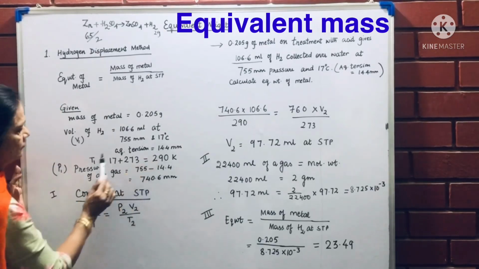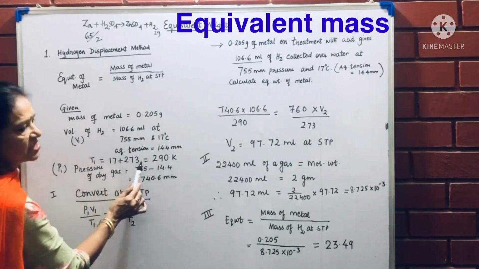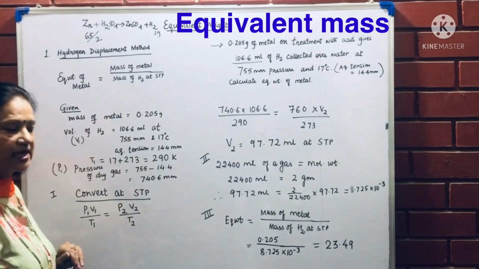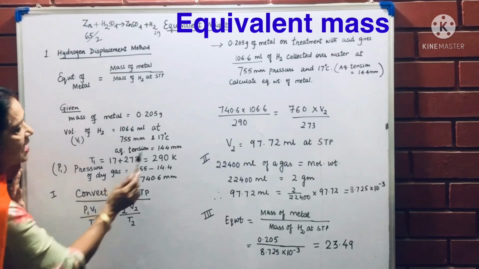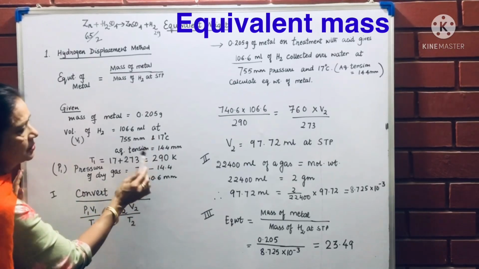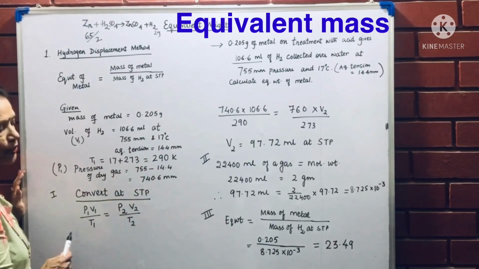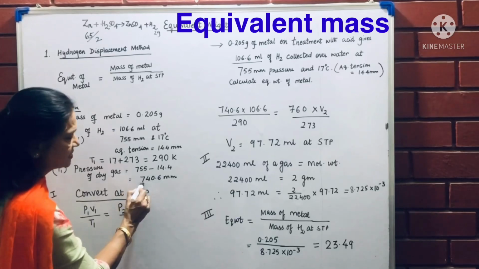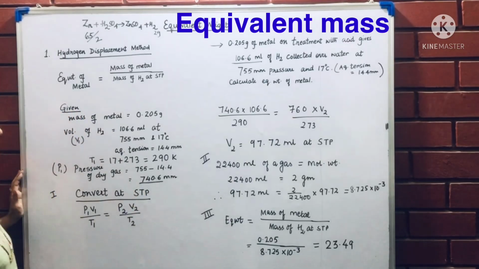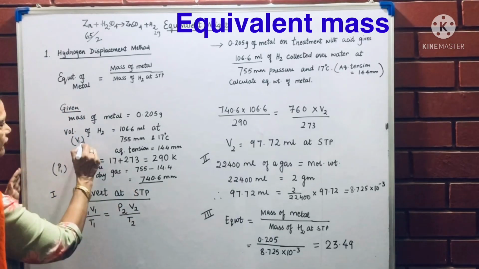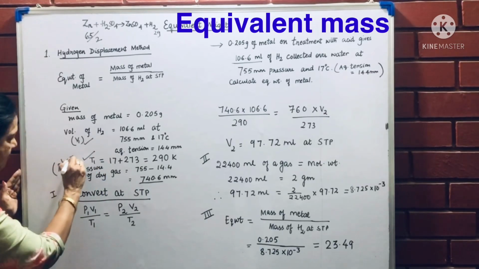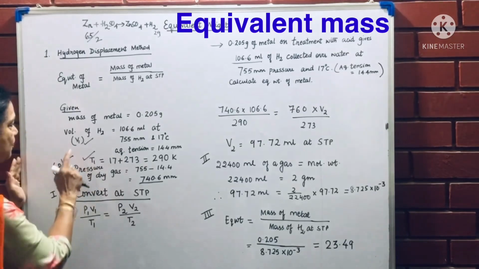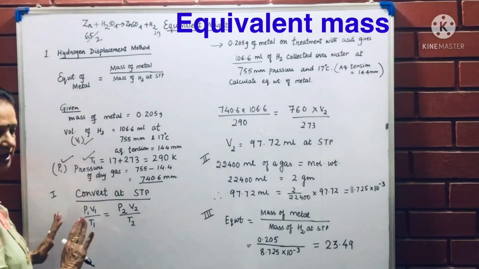So T1 is 17 plus 273. I'm going to change it into Kelvin temperature, so it becomes 290. Pressure of a dry gas: 755 was given, subtracting 14.4 from this gives me 740.6. So I have the value of V1, T1 and P1. So P1, V1, T1 I already have.